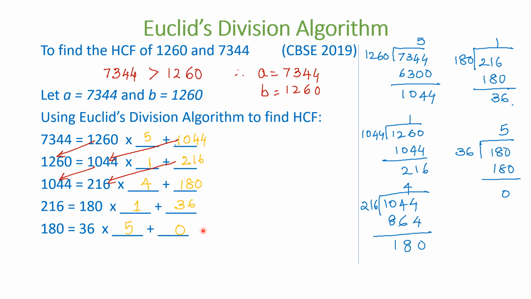The moment I get the remainder to be equal to 0, I stop and I write down the HCF of 1260 and 7344 is 36.